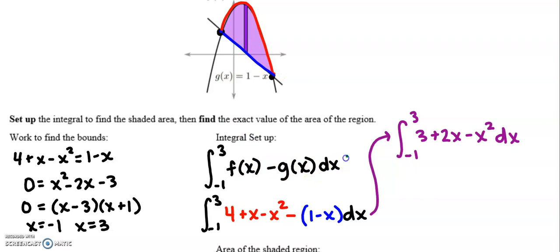This would be an okay answer. This is also an okay answer. This is also an okay answer, all right? All of those work to represent the integral setup, finding that area.